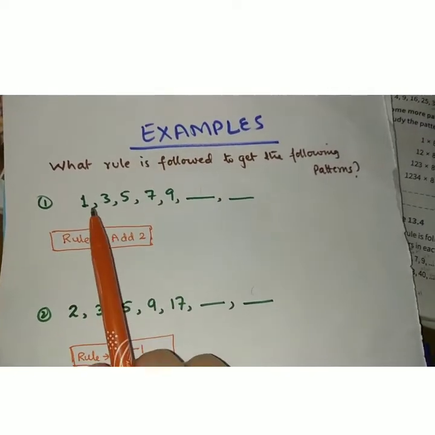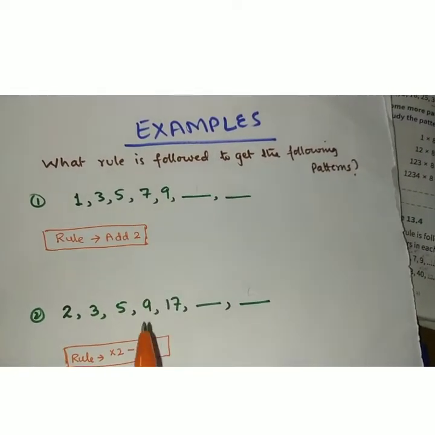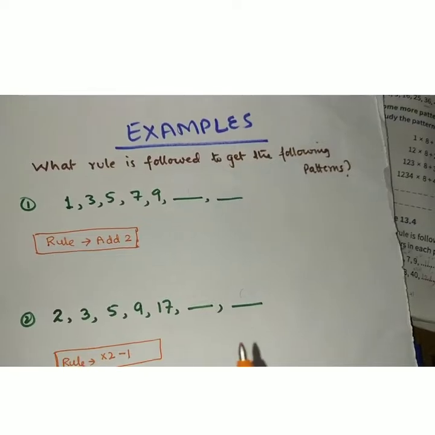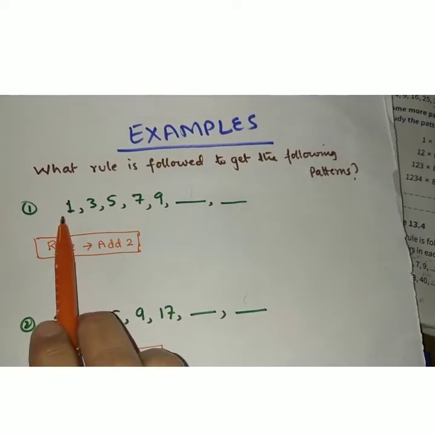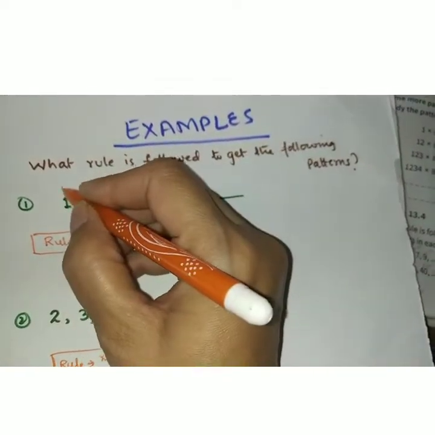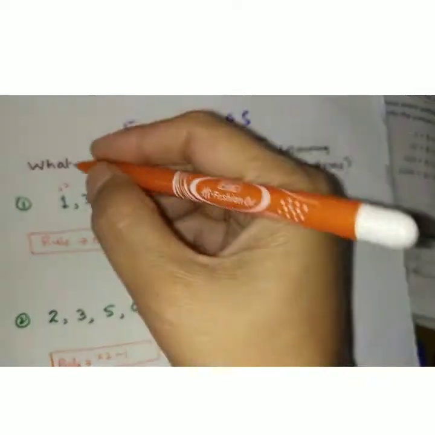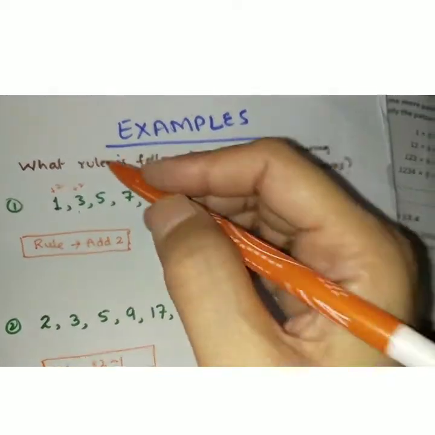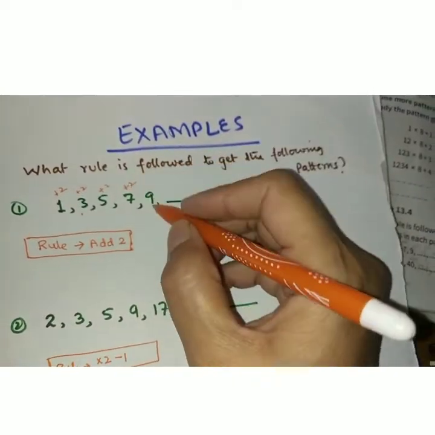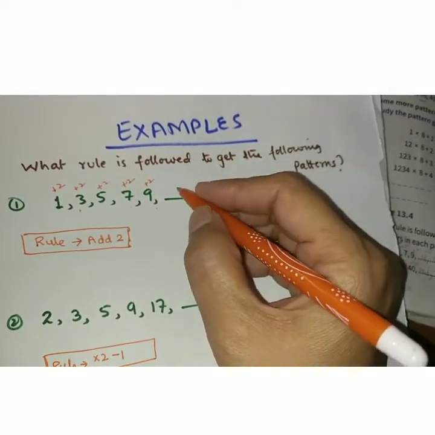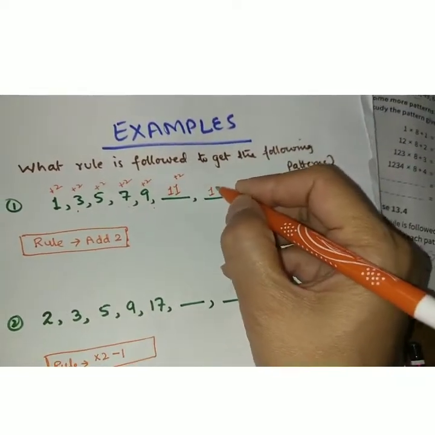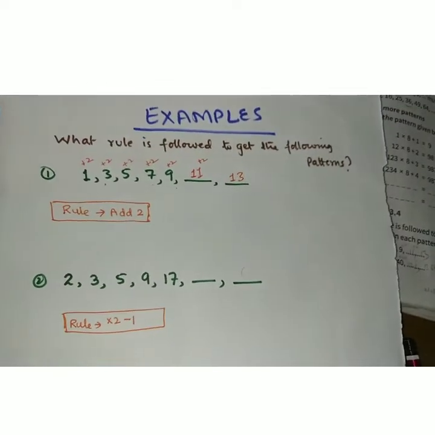Now in the first example, 1, 3, 5, 7, 9, and we have to find the other two numbers. Now the rule which we followed over here, we add 2 to each number. Like if we add 2 with 1, that is 3. Then 3 plus 2, that is 5. 5 plus 2, that is 7. 7 plus 2, that is 9. Then 9 plus 2 will be 11. 11 plus 2 will be 13. So the pattern is complete.